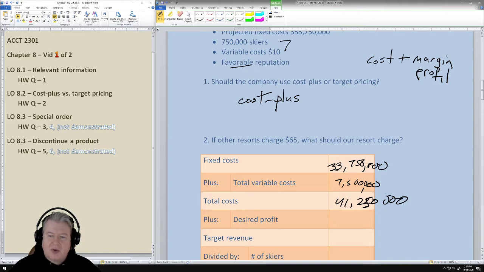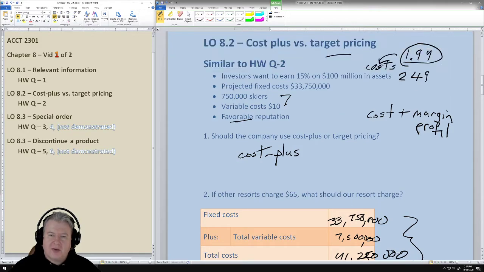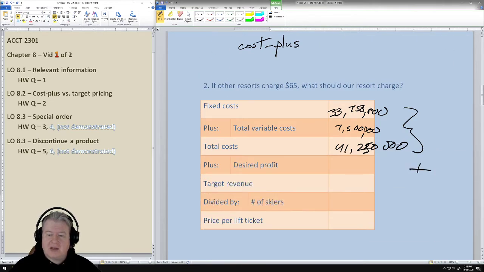Now the desired profit. So this is the cost, right? And then this is the plus. How are we going to figure out the desired profit? Well, it's this first thing right here. Investors want to earn 15% on 100 million in assets. So 15% on 100 million in assets, that's what they're saying is they want us to earn 15 million.